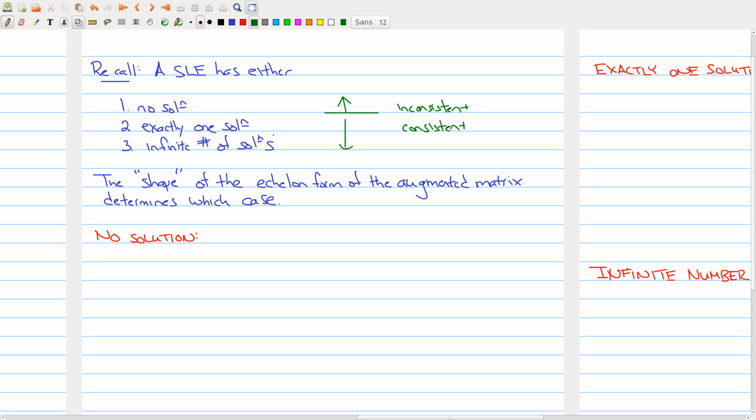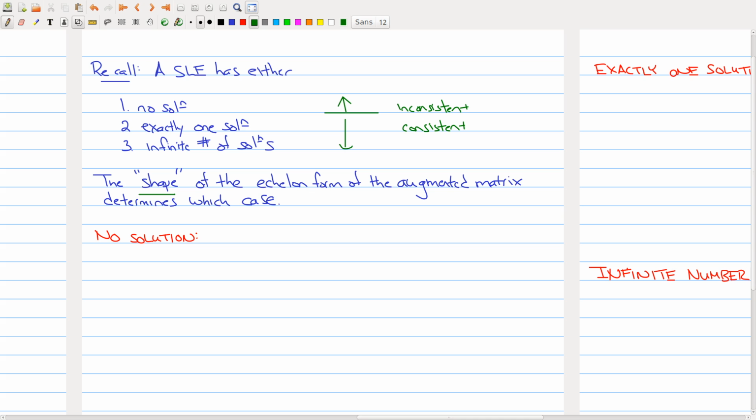And the nice thing is that the shape of the echelon form of the augmented matrix actually will determine which case you're in. So if you're given a system of linear equations, you put it into an echelon form, you can actually tell which of the 3 cases you're in. You may not actually know which particular values work, but you know which of the 3 cases you're going to be in. So let's look at how the shape determines the answer.